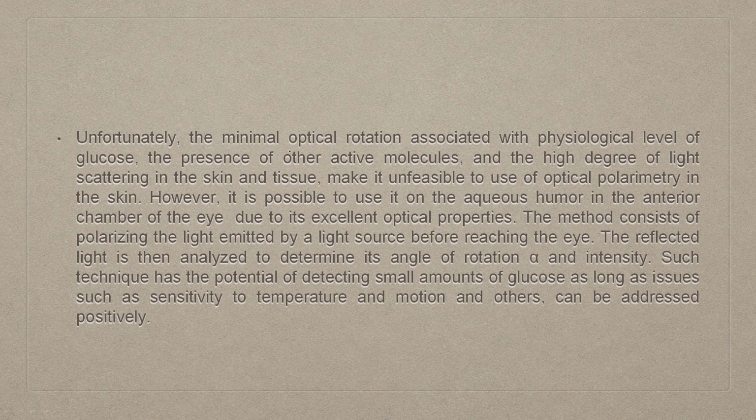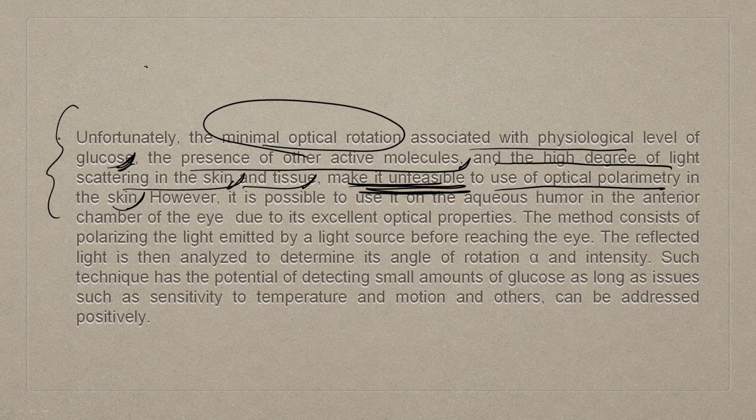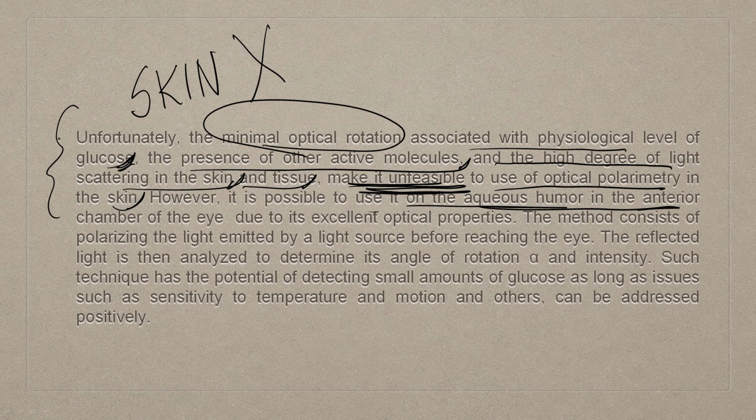Now, unfortunately, the minimal optical rotation associated with the physiological level of glucose, the presence of other active molecules, and the high degree of light scattering in the skin and tissue make it unfeasible to use optical polarimetry in skin. So, skin is out of the question. Unlike SPR, where you have a sensor on top of the skin, it is not possible in skin. However, it is possible to use it on the aqueous humor in the anterior chamber of the eye.